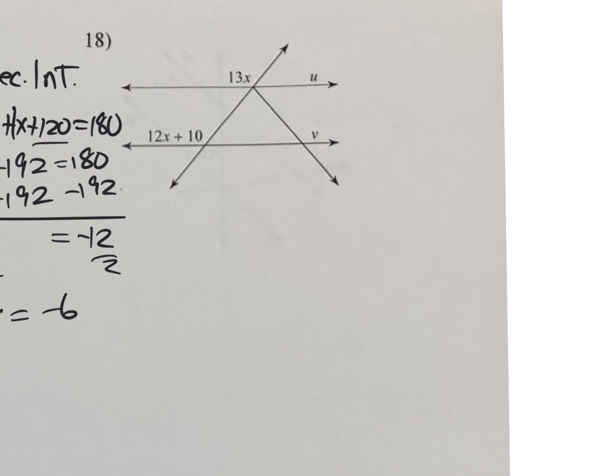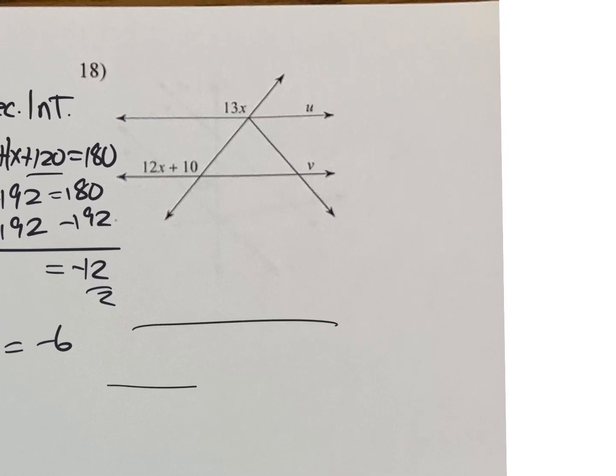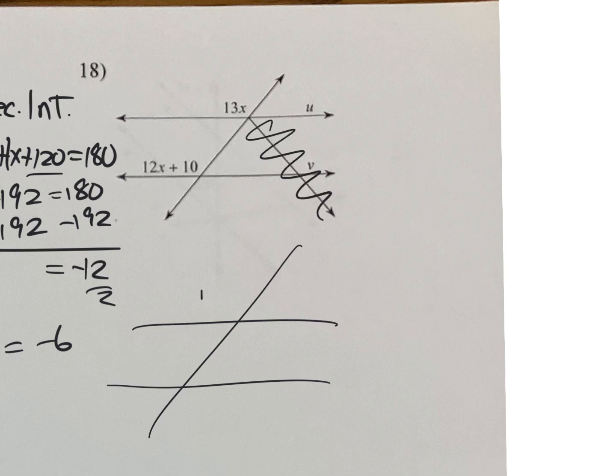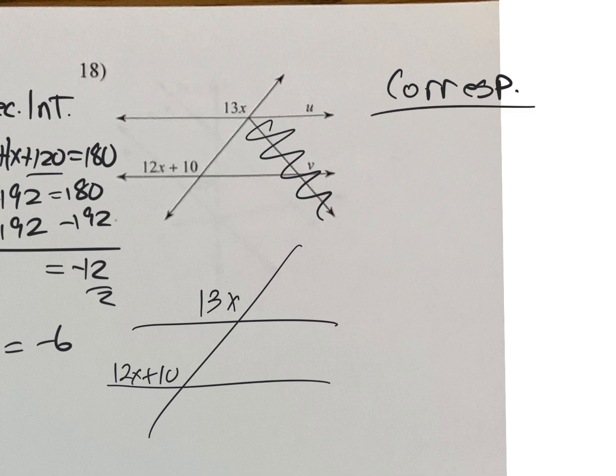Again, if you need to redraw it, we have two parallel lines cut by a transversal. So I'm just getting rid of all that junk there. So that's 13x, and that's 12x plus 10. If that helps, do it. Now notice we have two obtuse angles. So if they're both the same type, they're equal. So, and they're on the same side of the transversal, so this is a corresponding. So corresponding and consecutive are both on the same side of the transversal. Consecutive means they're different angles. Corresponding means they're the same. You have to remember that.